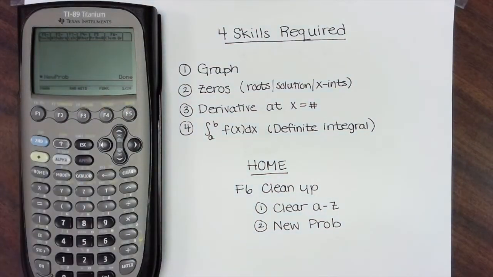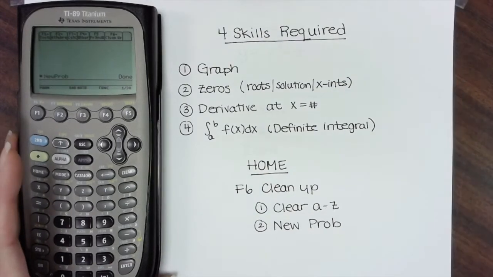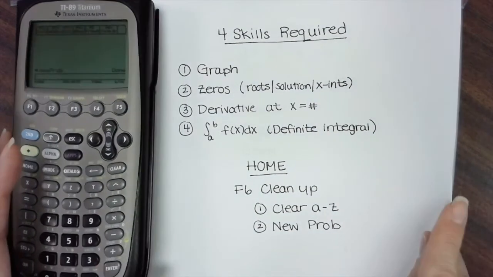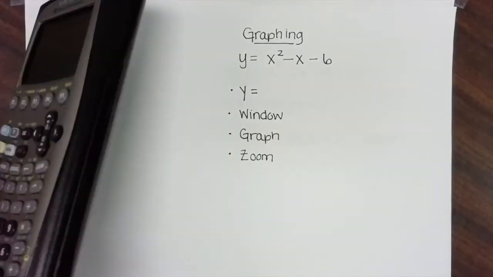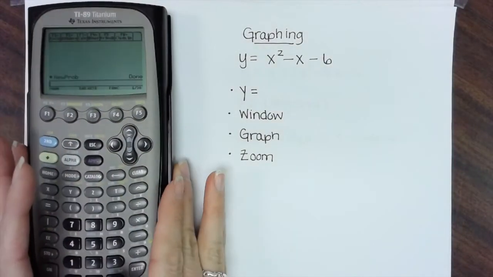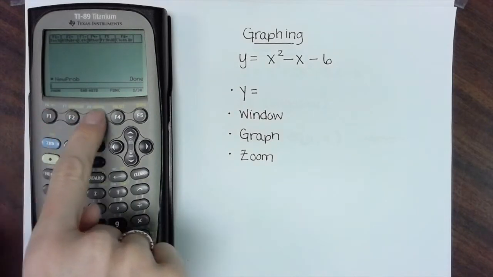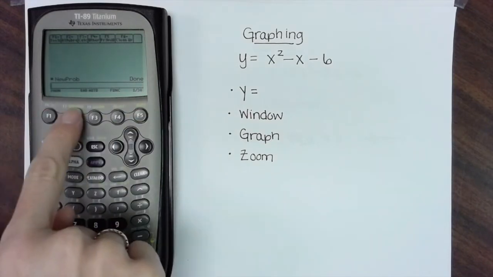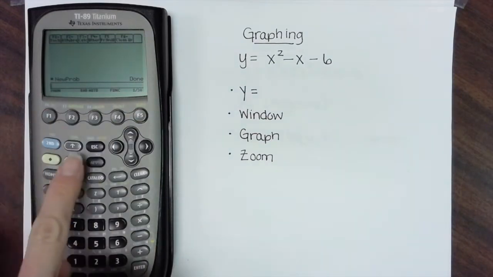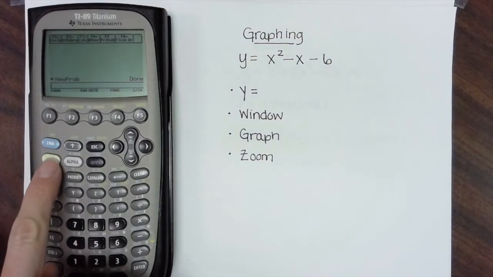The first skill I want to review is graphing. So let's graph this function. So to graph, you're going to need to go to all of the green things above the F buttons. So we have Y equals, window, and graph. And since they're in green, you're going to need the green button in order to access them.